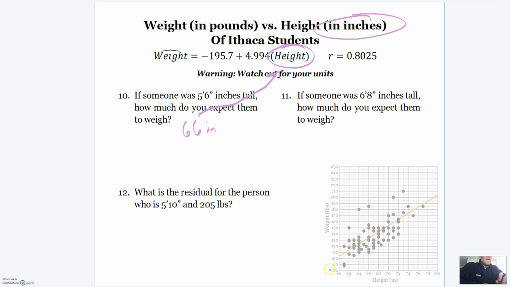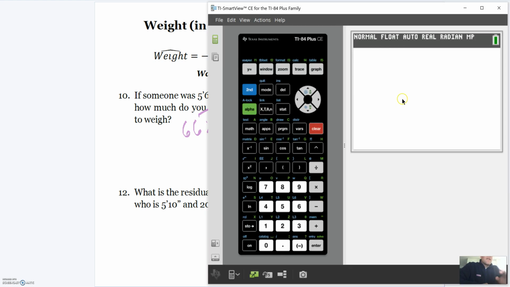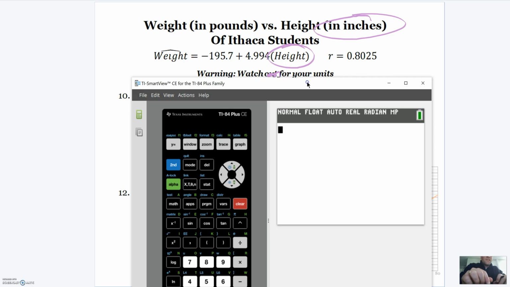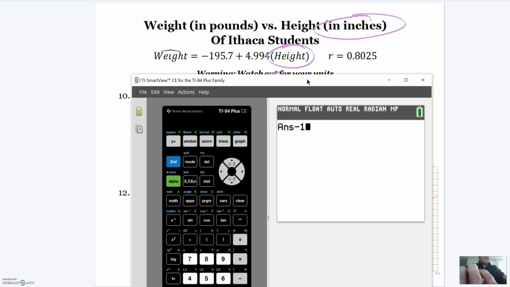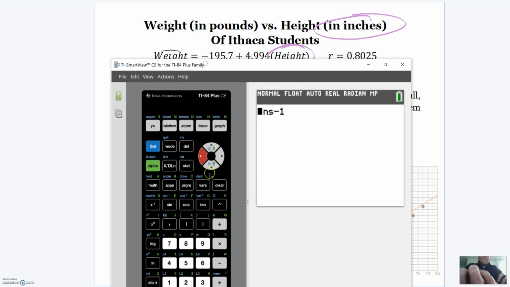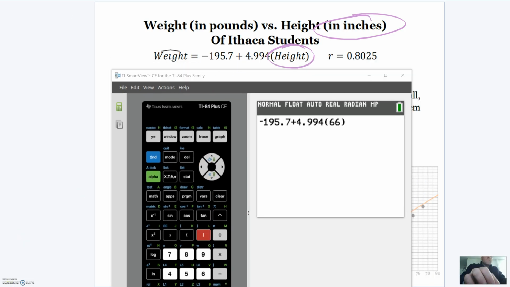I'm going to do that using the calculator that we all downloaded, because TI was awesome and gave this to us for free. All right, so I got it in there, and when I hit enter, it'll enter, I promise. There we go. So you would expect them to be about 133.9 pounds.